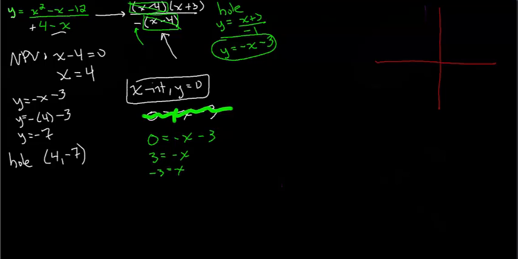There we go. So that's my x-intercept. I'm going to go ahead and plot it on here right now. I'm going to regret making those grid lines in a second.